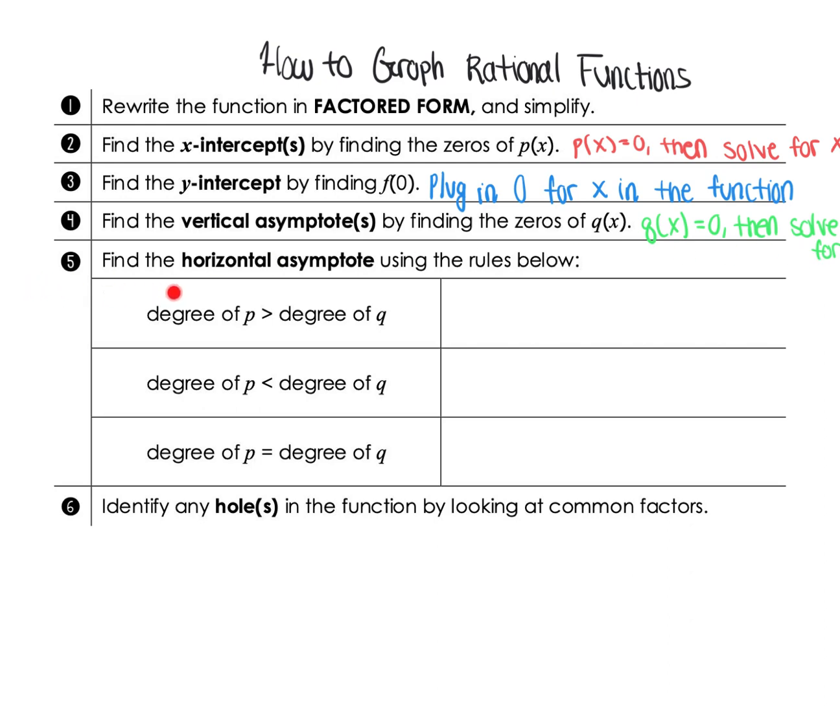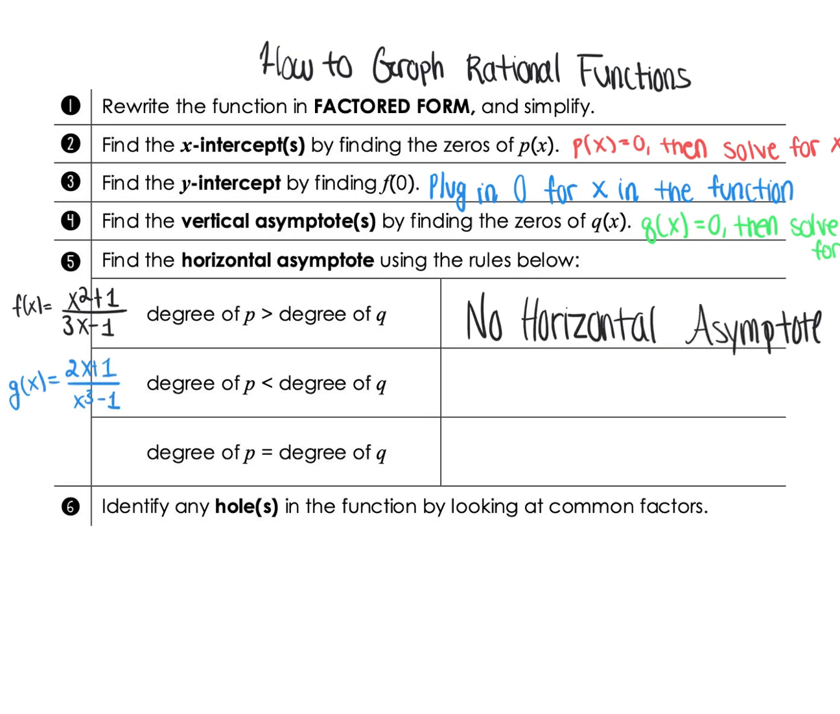And then you find the horizontal asymptote by using these rules. If the degree of p is greater than the degree of q, for example x squared plus 1 over 3x minus 1, then you would have no horizontal asymptote. If the degree of p is less than the degree of q, like 2x plus 1 over x cubed minus 1, then you'd have a horizontal asymptote at the x-axis, or y equals 0. And then you could have the degree of p equal the degree of q, such as h of x is 4x squared plus 1 over 5x squared plus 1.